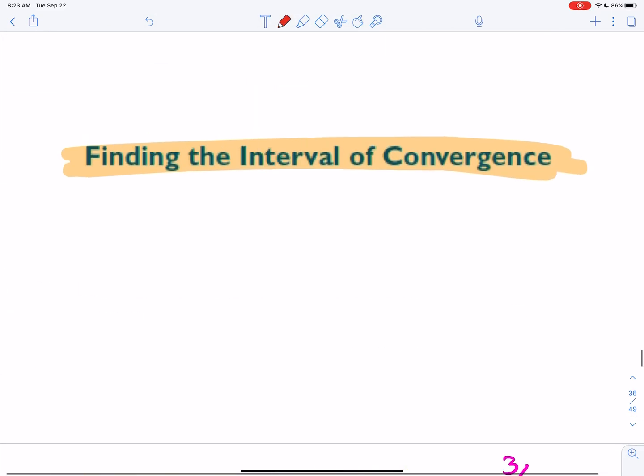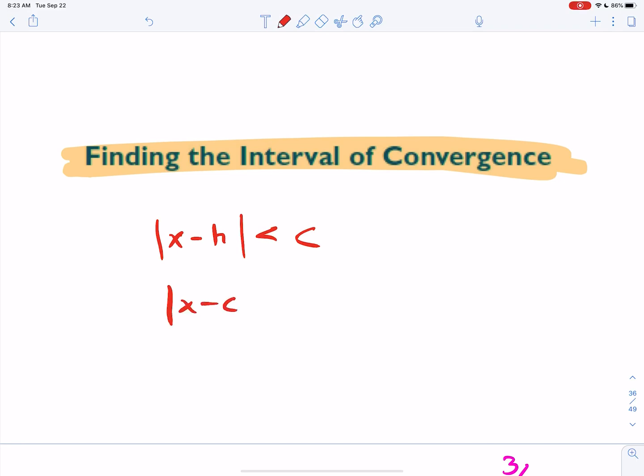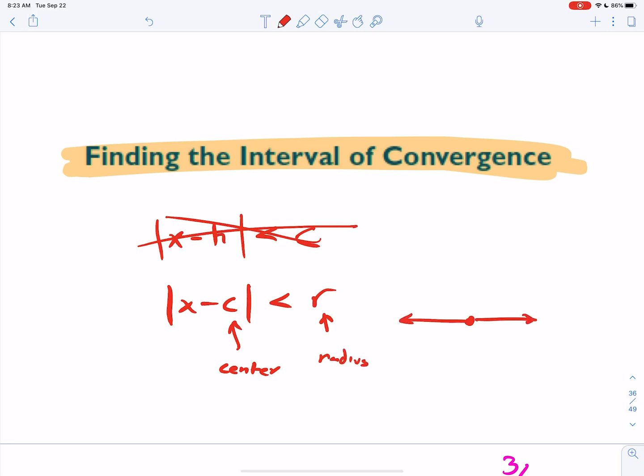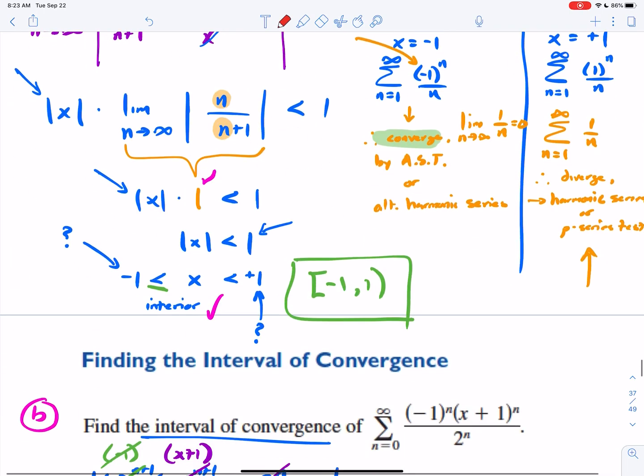Let me get some space here. So generally, you're going to have an absolute value of x minus h less than some number, okay? Actually, let me write it like this. Okay? This C right here is your center, okay? So that central point, wherever it is. R is going to be your radius. So this is pretty much how far out you can go each direction from your center. That creates your interval of convergence.